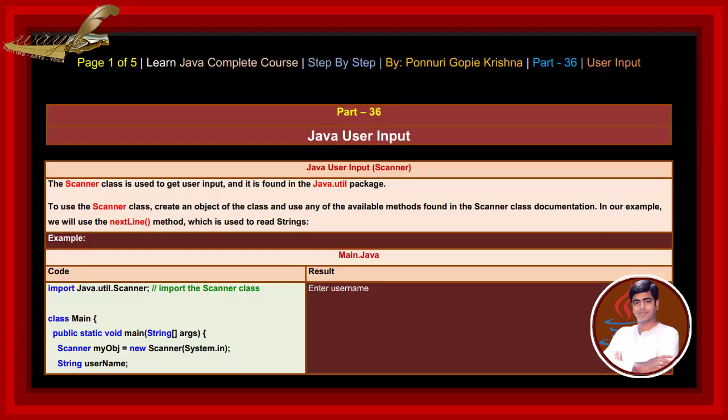In this session, let us learn about Java user input. The Scanner class is used to get user input and it is found in the java.util package. To use the Scanner class, create an object of the class and use any of the available methods found in the Scanner class documentation. In our example, we will use the nextLine method, which is used to read strings.